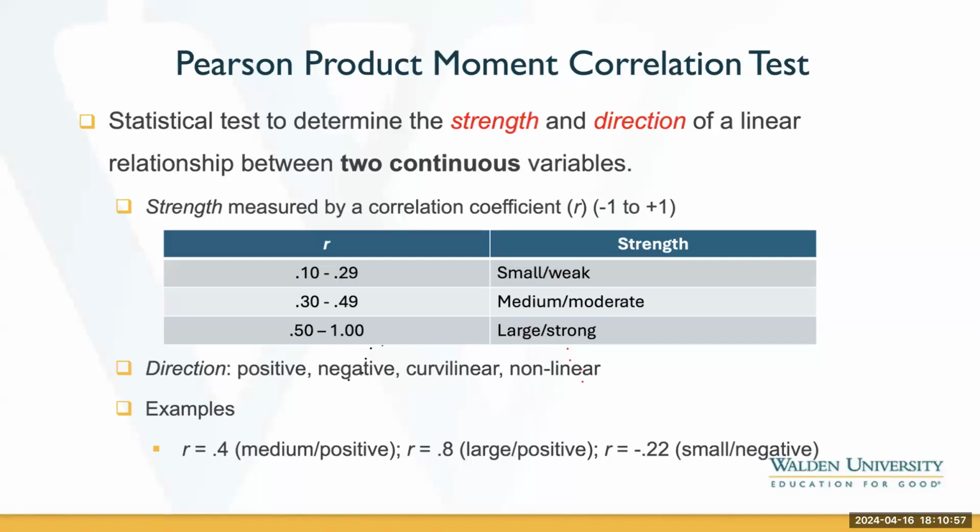And the direction simply means, is it a positive relationship? Is it a negative relationship? Or perhaps it may be curvilinear. And we'll take a look at some of these examples. Or it may not be linear at all. So again, as you can see, we're looking for two components: the strength of the relationship, which will be denoted by the R value, and the direction, which simply will be, is it either a negative or positive relationship? Okay?